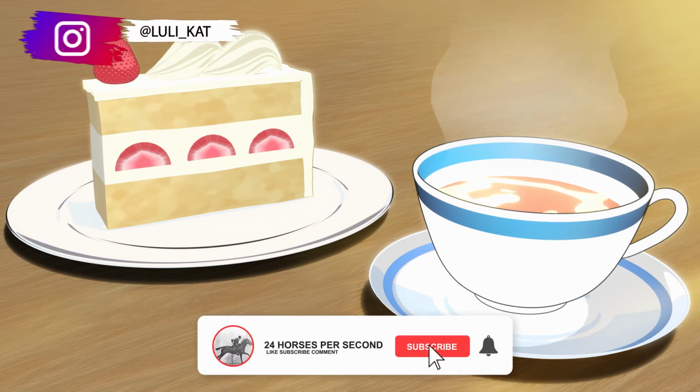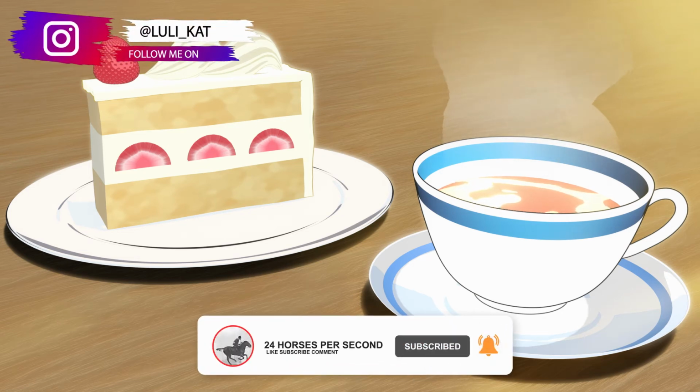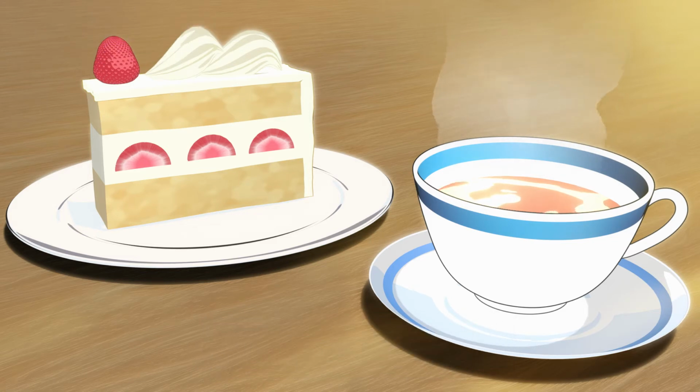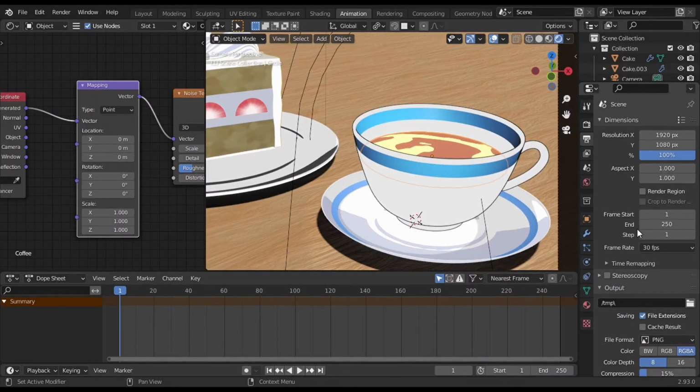I'm Luciana, this is my YouTube channel 24 horses per second, and today we're going to animate the liquid, make the steam and render this animated 3D scene. Make sure you stick until the end because I'm gonna show you some rendering techniques to save both space and time. I'm going to start with the easiest, which is animating the liquid.